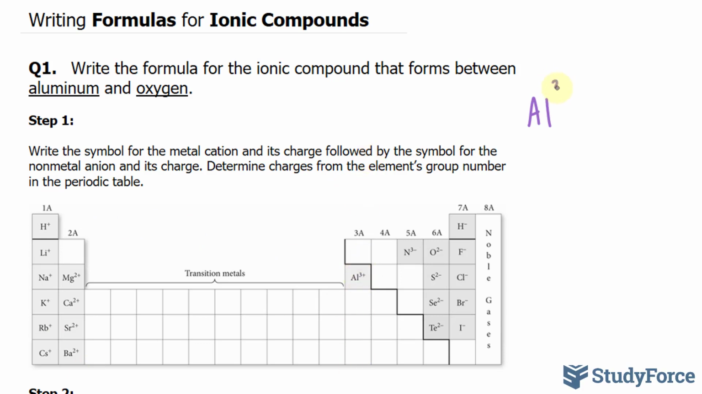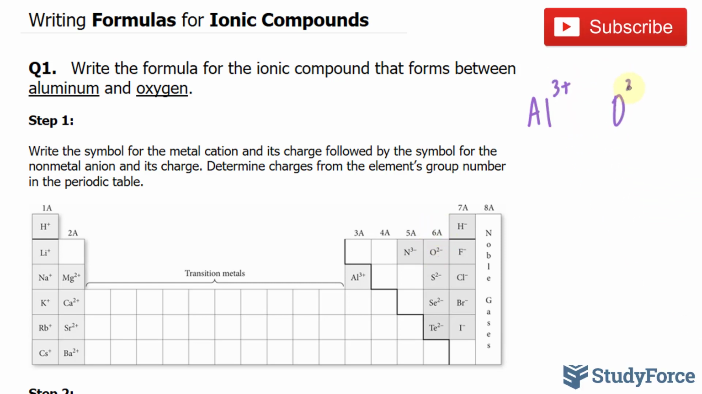Aluminum is in this third major group, and it has the charge 3+. So we're going to write down 3+, and the nonmetal here is oxygen. Nonmetals will typically become ions that are negative. That's called an anion, and the charge for oxygen is 2-. Step number 1 is accomplished.